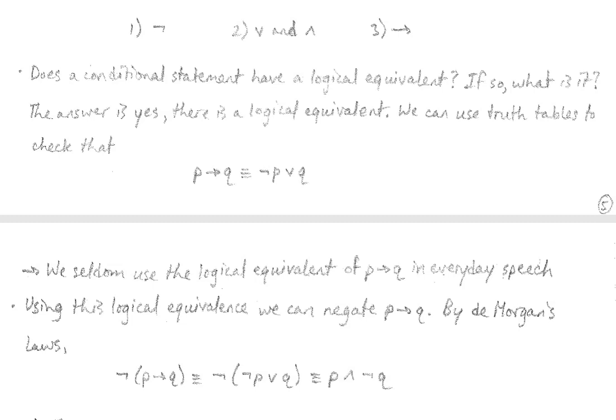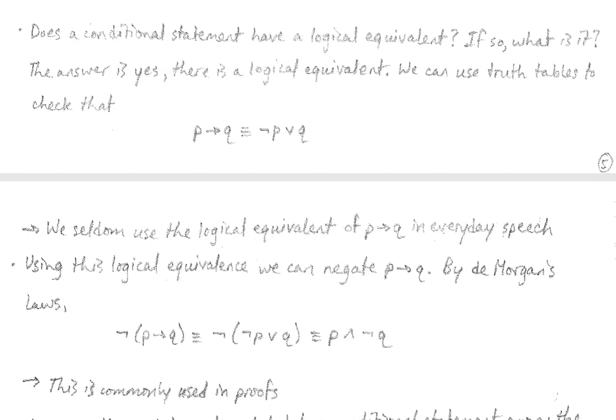And remember, De Morgan's laws said that you apply the not to each term or each thing inside of your parentheses. And then you also switch the sign. The disjunction becomes a conjunction, or the conjunction becomes the disjunction. So when you do that, you get P and not Q. So the negation of P implies Q is P and not Q. Those are logical equivalents of each other.